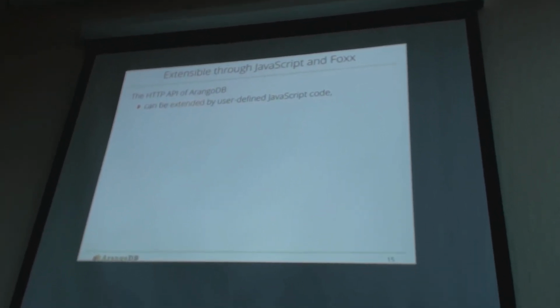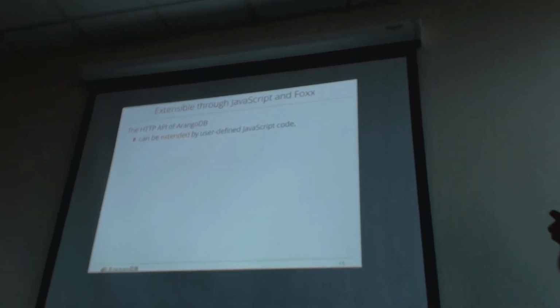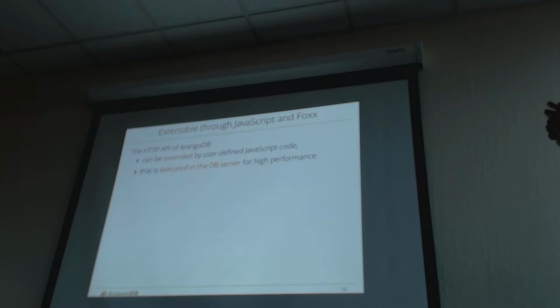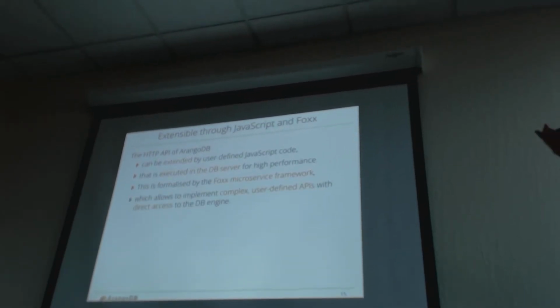And to say a few more words about this extension business and why it is sensible, and this answers yet another question of yours about schemaless. The database is schemaless in the beginning, but since you can extend the API, I just define new HTTP routes by your own JavaScript code, which runs in the database server. And you have a framework for that.